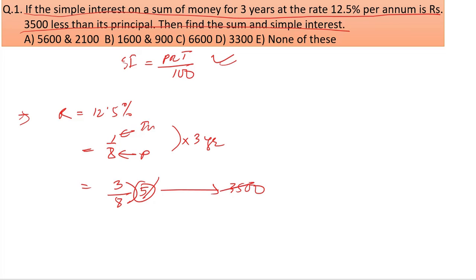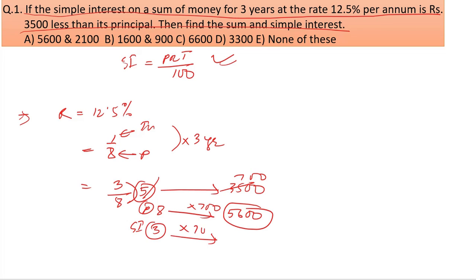So 5 units is 3,500, so 1 unit is 700. For the principal, that is 8 units, this is 8 into 700, 8 7s are 56, so 5600. And the simple interest, that is 3 units, will be 700 into 3, 7 3s are 21, so 2100. That is option A, our correct answer.